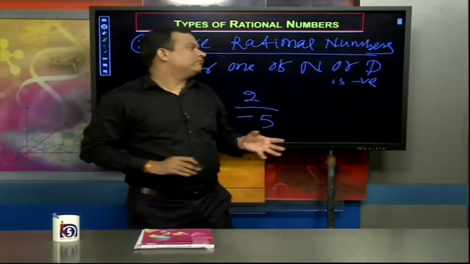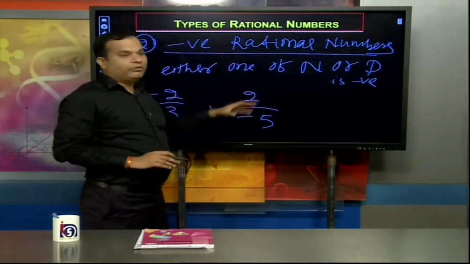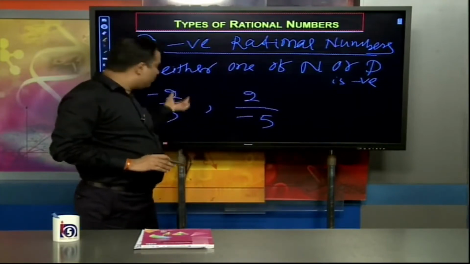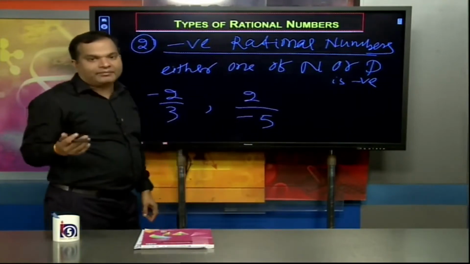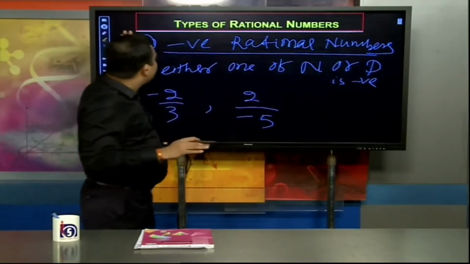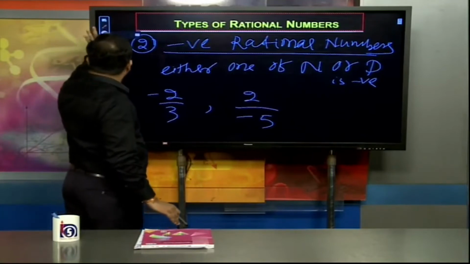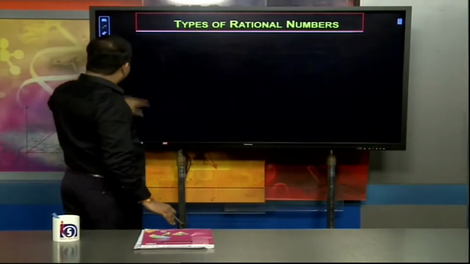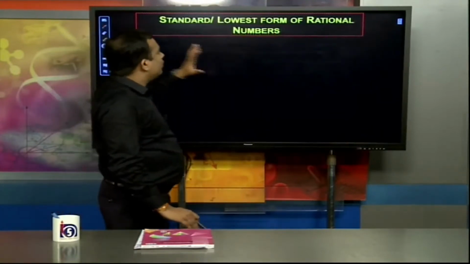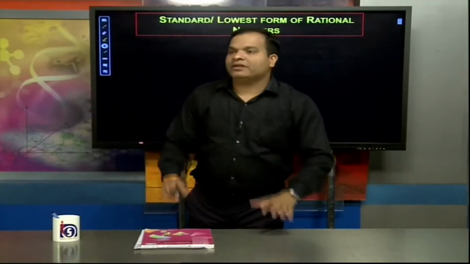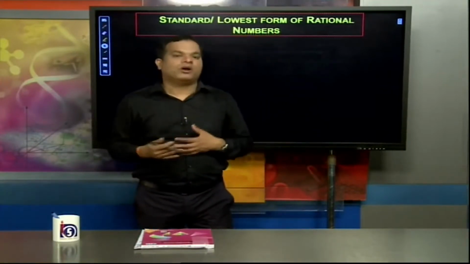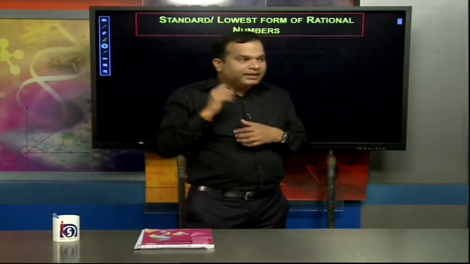But in the case of a negative rational number, you will find that either the numerator or the denominator is negative. That is the basic difference between a positive rational number and a negative rational number. Now we will move to another very important concept, known as the standard or lowest form of a rational number.